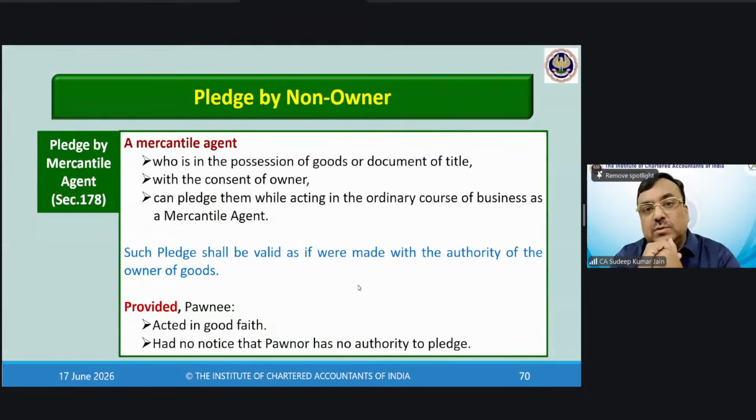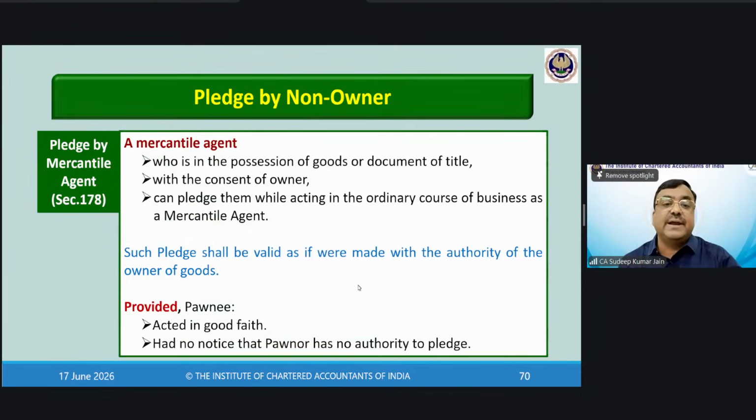Pledge by non-owner. The normal law says the pledge can be done by owner only. भाई गिरवी कौन रखेगा? केवल ओनर रखेगा. But there are cases where the pledge can be done by the non-owners. A direct question can also be asked in your exams. So what are the cases in which the goods can be pledged by the non-owner?